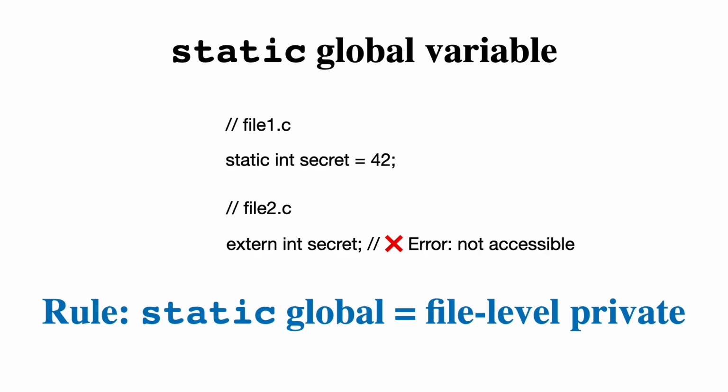On the slide, I'm declaring a secret variable, which is static. But if I want to access that in file two, I can't. It is like private in OOPS, or the encapsulation concept of C++. So if anyone tells you that you cannot implement the OOPS concept in C, you can give this example to them. Just remember one rule: static global equals file-level private.